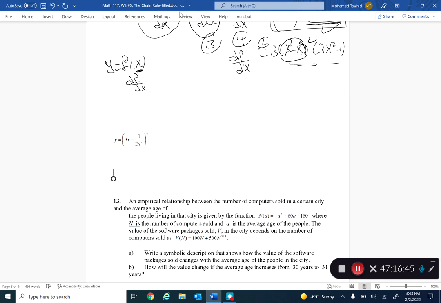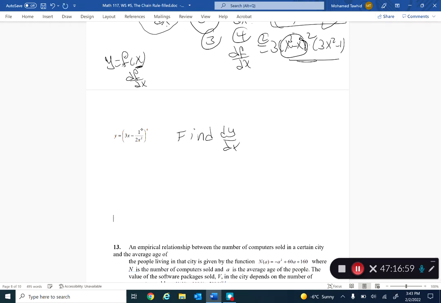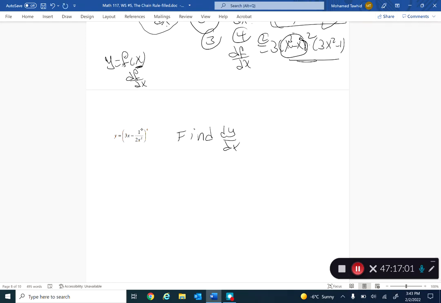So here, if I ask you to find dy by dx, some people go ahead and take the derivative just using the power rule, because it's a bracket to the power n. But some people say, well, I try to make it easy for myself. How? Look at what you have: whatever is inside the bracket, call it u. So what do you have? You have y equal u to the power 4, where u is whatever is inside the bracket. What is that? 3x minus 1 over 2x squared.